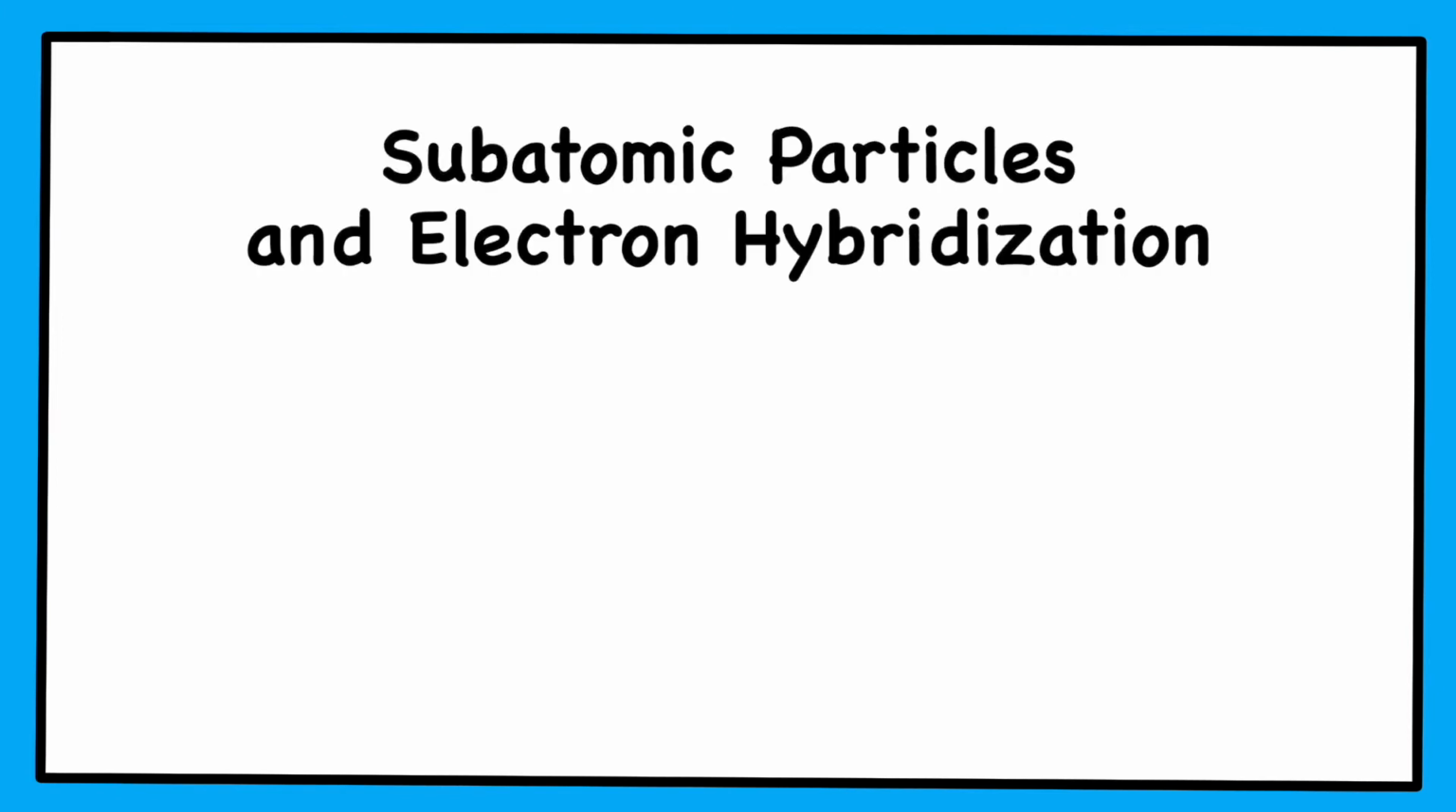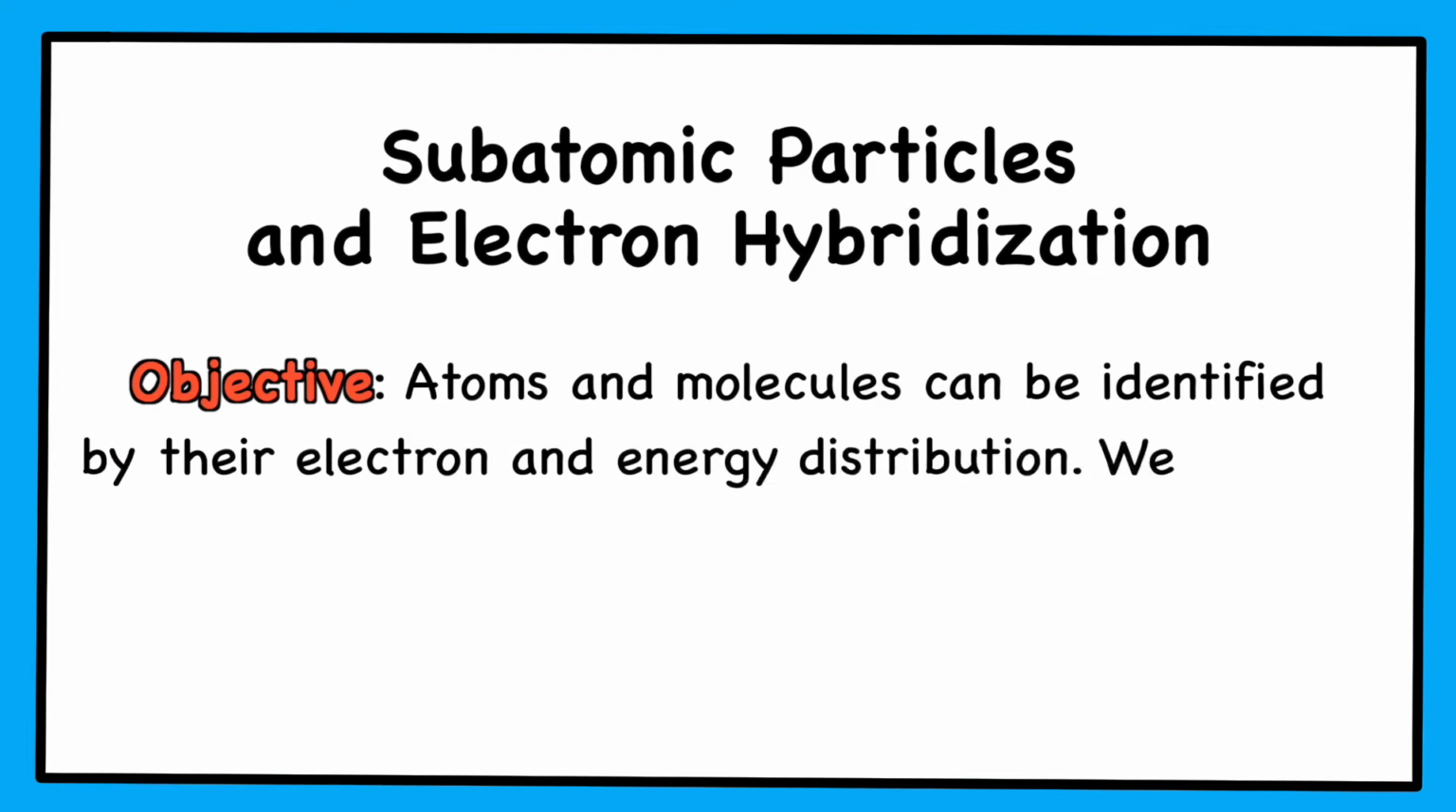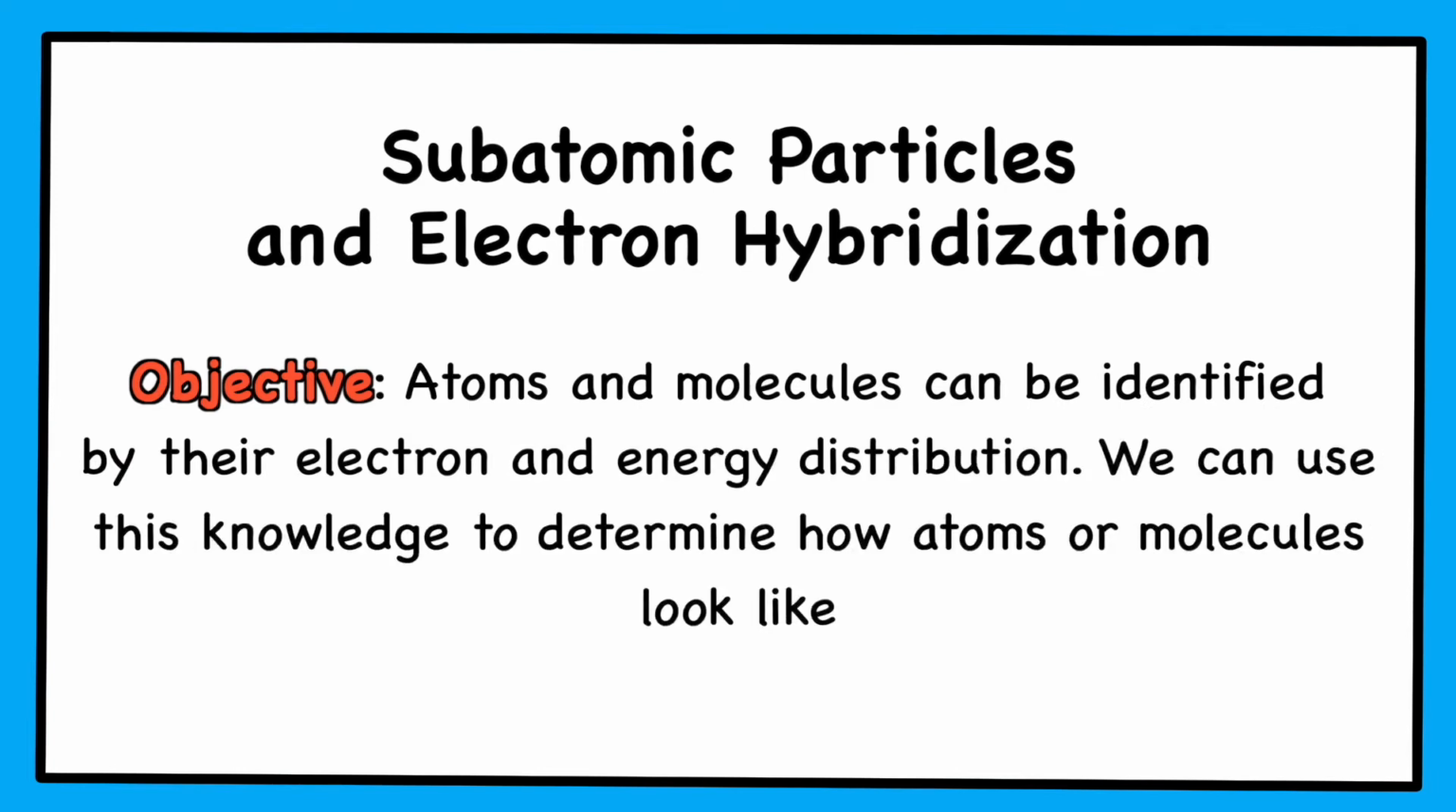Today we are going to dive into some deep water when it comes to atomic structure. We are going to talk about how atoms and the components of atoms arrange themselves, along with spending a majority of our time discussing how electrons behave within an atom and compounds. Our objective for today is to understand that atoms and molecules can be identified by their electron distribution and energy distribution. We can use this knowledge with the periodic trends to map out how atoms and compounds look. In saying this, let's dive into some of these deep waters.